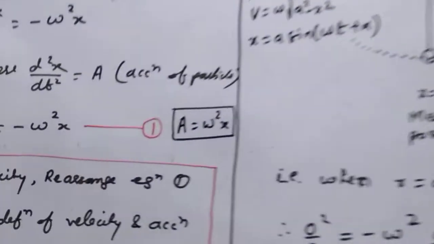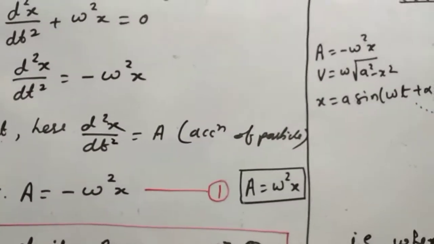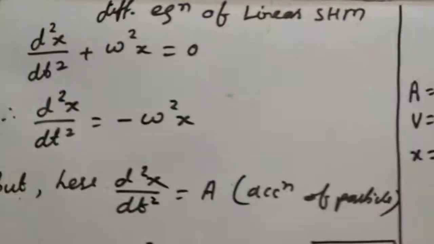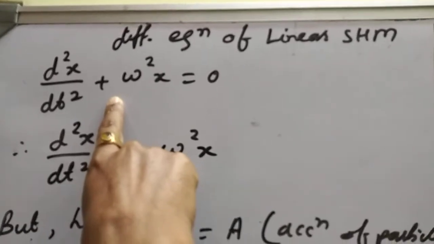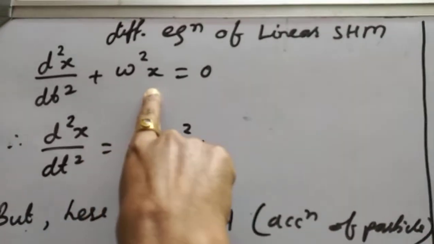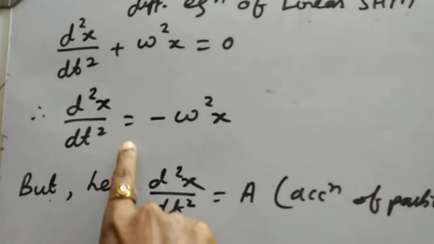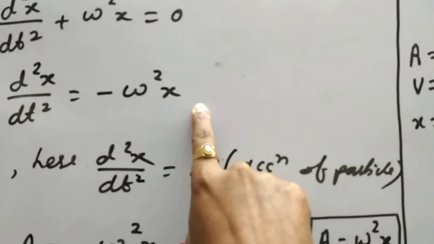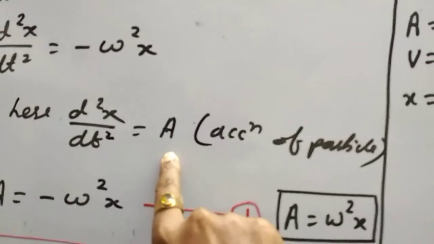So the question here is: obtain an expression for acceleration, velocity and displacement for a particle performing linear SHM by using the differential equation. We know that the differential equation of linear SHM is given by d square x by dt square plus omega square x is equal to 0. By rearranging this equation, we can write d square x by dt square is equal to minus omega square x. But d square x by dt square is equal to a, represented by capital A.